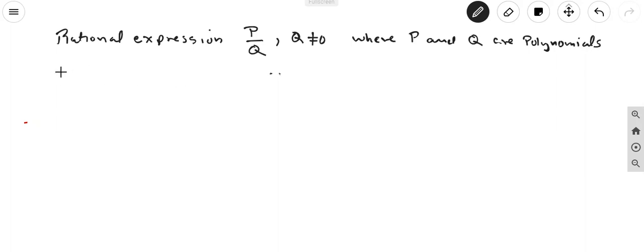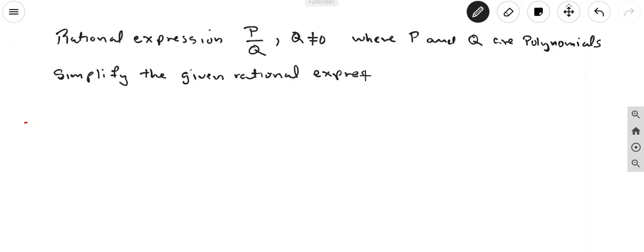Simplify is basically to divide out any common factor between the numerator and the denominator. So in the next example, I will ask you to simplify the given rational expression. And the first expression I'm going to give you is the expression 25 x to the 5th y to the 7th over 10 x squared y to the 3rd.